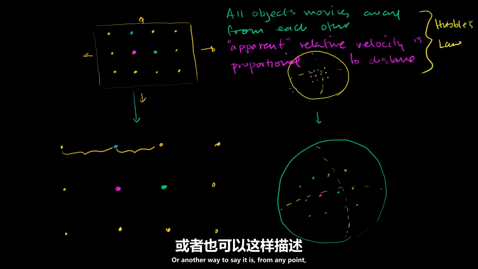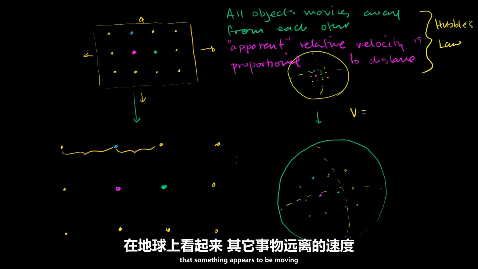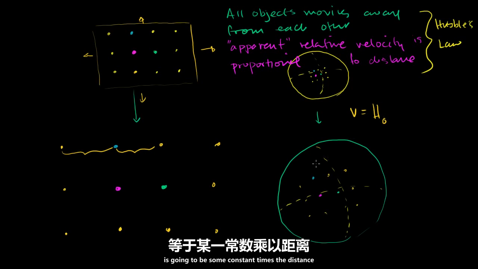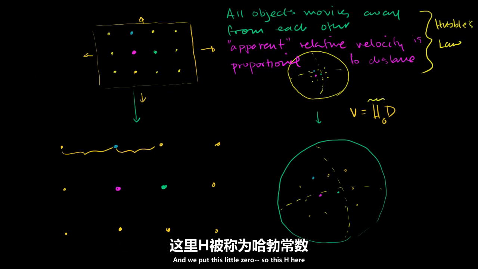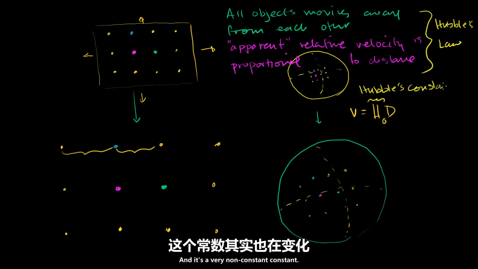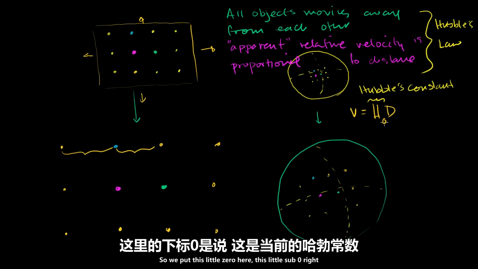Or another way to say it is, from any point, let's say from the Earth, the velocity that something appears to be moving is going to be some constant times the distance that it is away from the observer. In this case, we are the observer. And we put this little 0. So this h here is called Hubble's constant. And it's a very non-constant constant, because this constant will change depending on where we are in the evolution of the universe. So we put this little sub-0 right over here to show that this is Hubble's constant right now.